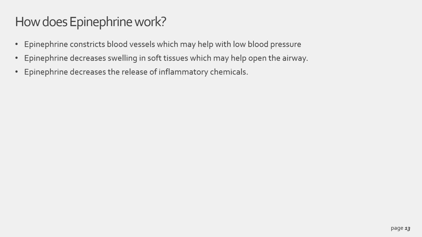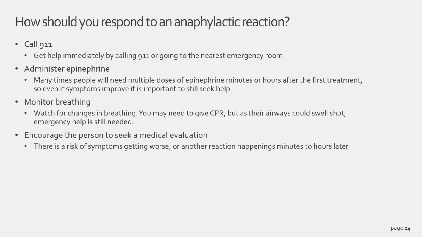How does epinephrine work? Epinephrine constricts blood vessels, which may help with low blood pressure. Epinephrine decreases swelling in soft tissues, which may help open the airway. And epinephrine decreases the release of inflammatory chemicals. How should you respond to an anaphylactic reaction?